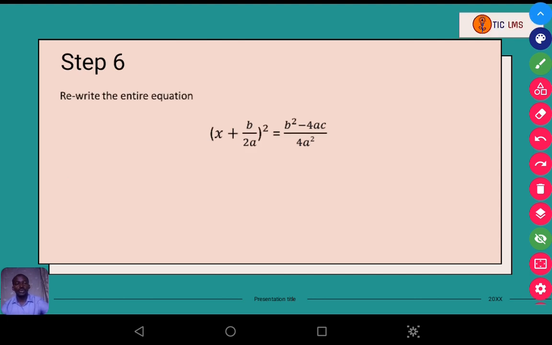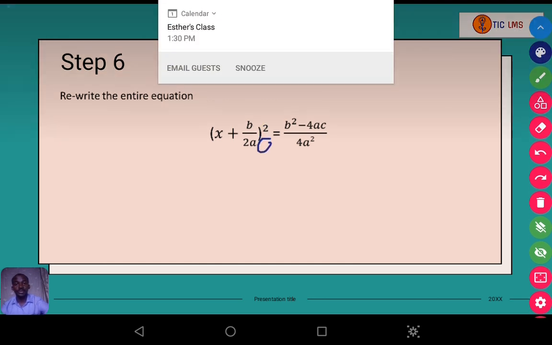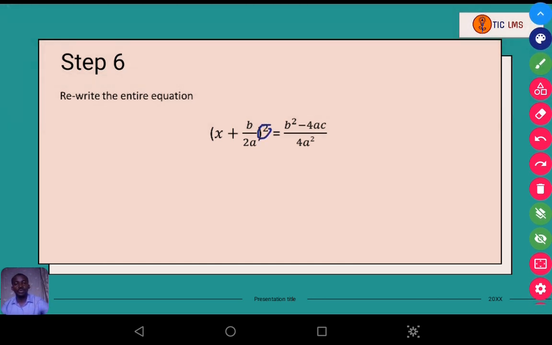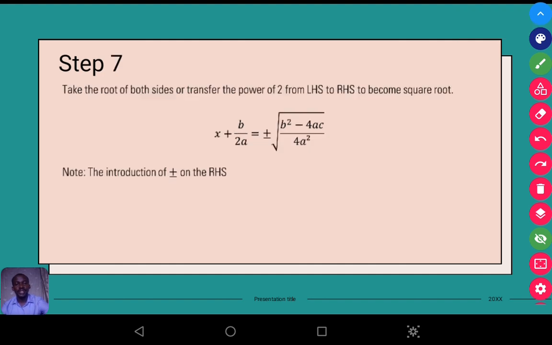So I want you to look at this, that there's a square here. When you move the square from the left hand side to the right hand side, it becomes square root. Okay, so that's exactly what we see here. So the square is no longer on the left hand side, it is now on the right hand side. And then immediately we bring the square root there, we have a plus or minus. Okay, and then so the introduction of plus or minus on the right hand side.